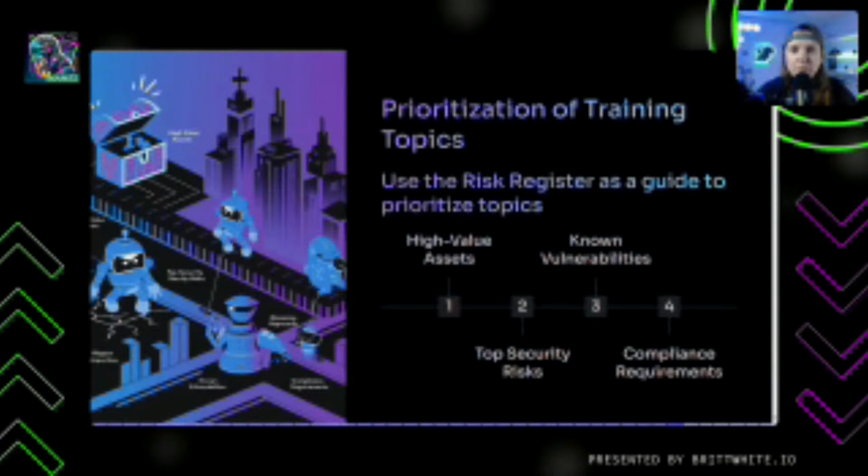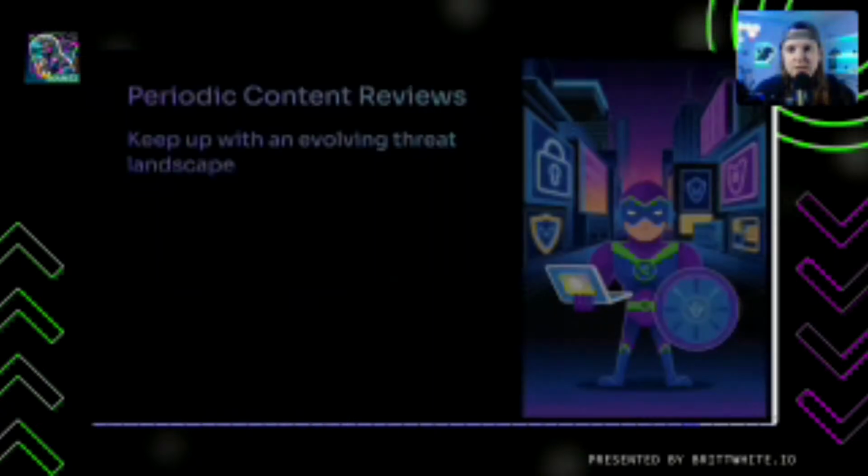Then we look at our vulnerabilities. These are our weak spots, especially when it comes to human behavior. We need to strengthen these areas through targeted training. And finally, we can't forget about compliance requirements. These are our must-dos. Things like PCI, HIPAA, or GDPR training. These are your non-negotiables. Now, creating the content is just the beginning.